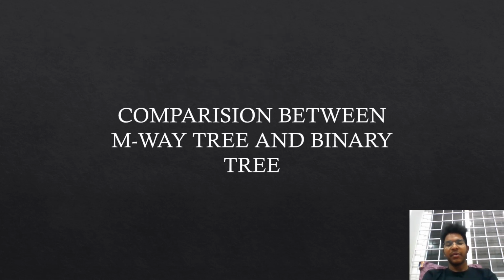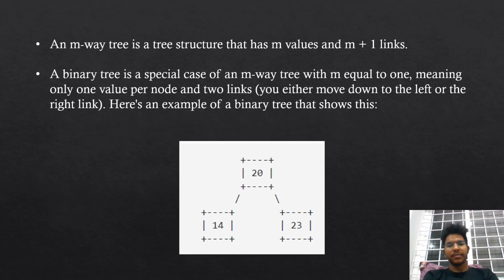Comparison between M-way tree and binary tree. An M-way tree is a tree structure that has m values and m plus 1 links. A binary tree is a special case of the M-way tree with m equal to 1, meaning only one value per node and two links. You either move down the left or the right link. Here's an example of a binary tree that shows this: 14, 20. And check the example of the binary tree.